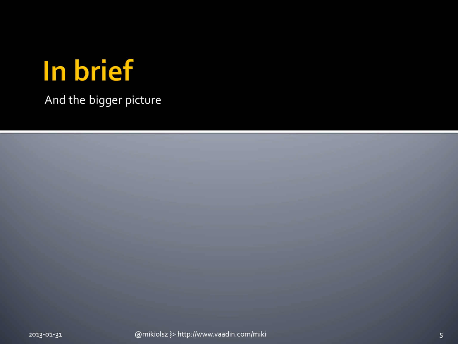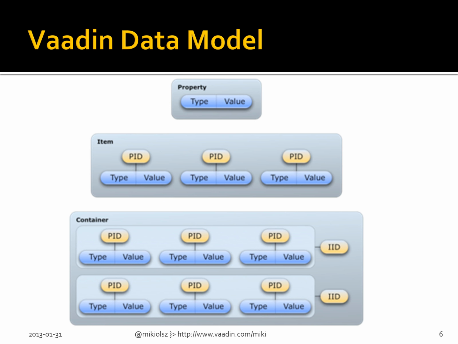So let's start with the bigger picture of the Vaadin Data Model. It all revolves around three central concepts. So it's a property, an item, and a container. The property is just a value and a type, the simplest possible thing. So a string can be a property because it has a value, it's the value of the string, and it has a type, it's a type string. Then we have item, which is a collection of properties, and then we have a container, which is a collection of items.